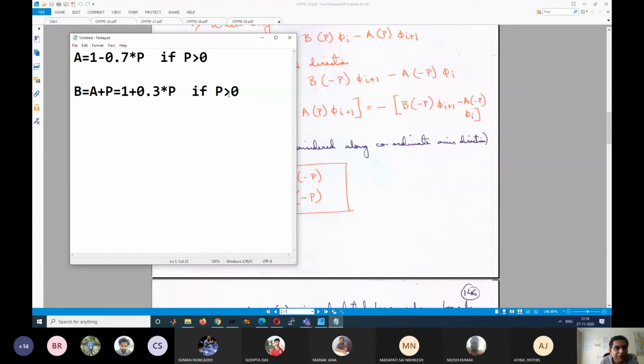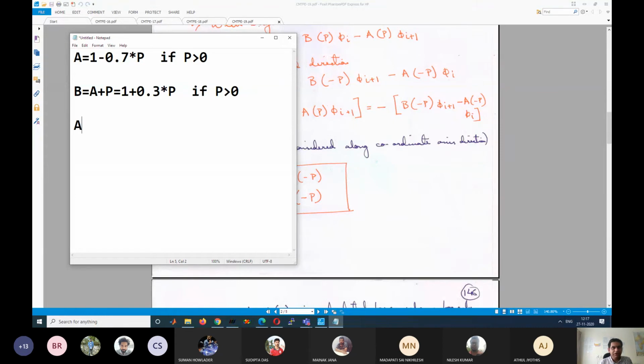It is not valid if P is less than 0 because we don't know whether the same expression is true for P less than 0 or not. So now how will I find the values of A and B for P less than 0? Sir, A of minus P equals B of P. Correct. A of minus P is equal to B of P. Okay. So what is A of P then? B of minus P. A of minus P, right?